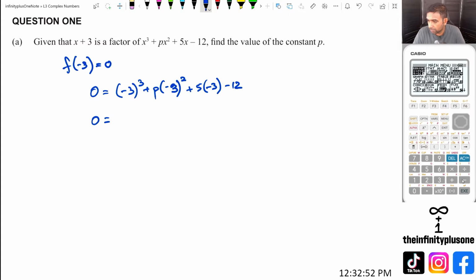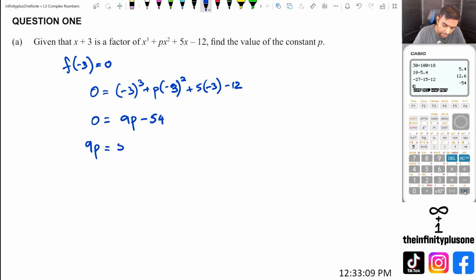Let's see, negative 3 cubed is minus 27, and then plus 5 times negative 3 is minus 15, minus 12, that's going to give me negative 54. So I've got 9p minus 54 equals 0. So 9p is equal to 54, and then p is equal to 54 divided by 9. So p is equal to 6. And for this question, we're going to get an achieved.